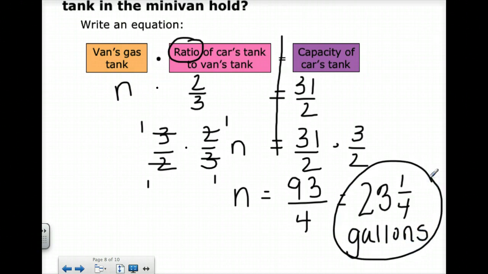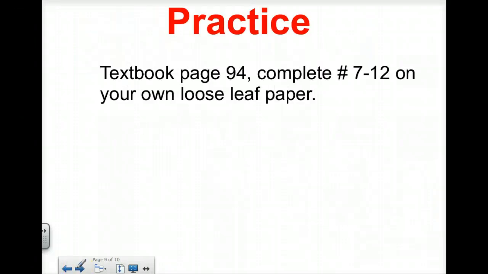Again, we will practice tomorrow during class. Lots of equations that contain fractions. In the meantime, I would like you to try questions 7 through 12 on page 94.